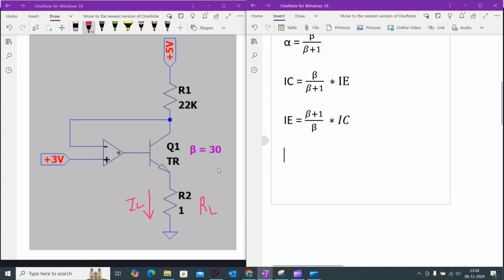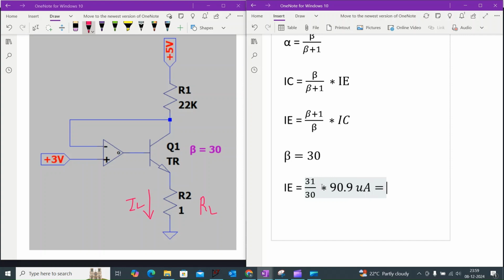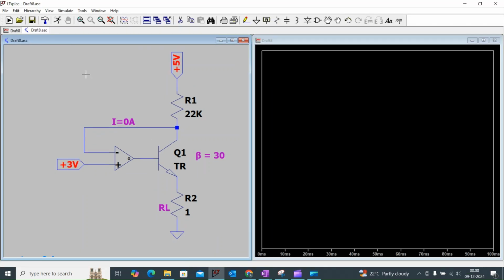And also we know that the value of beta is 30. So the emitter current IE is equal to 31 divided by 30 into 90.9 microamps, which is equal to 93.93 microamps. So we can say that the load current IL is equal to 93.93 microamps. Let us simulate the circuit.